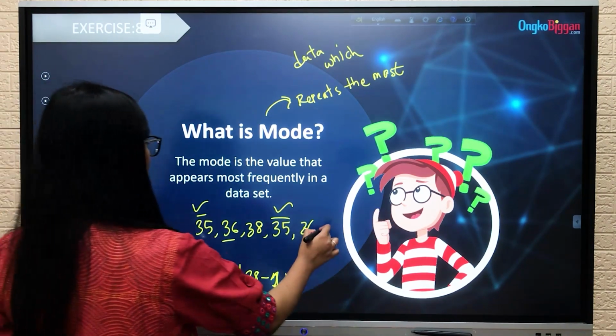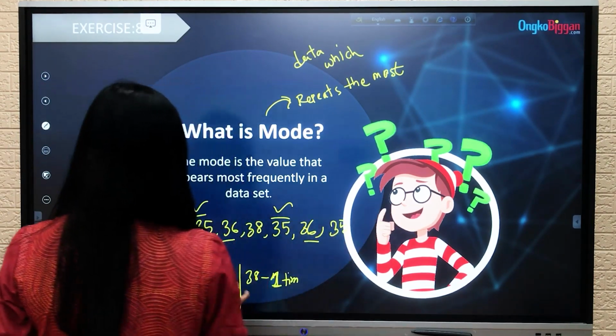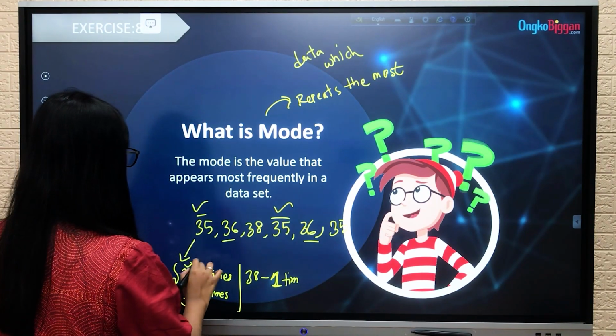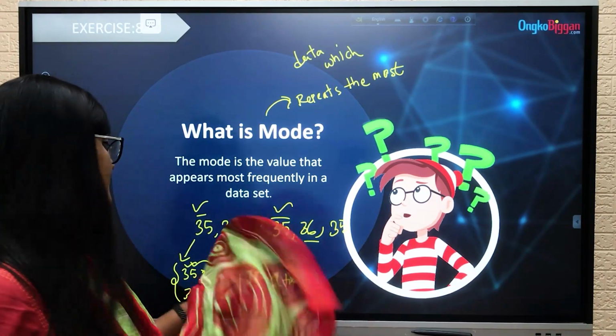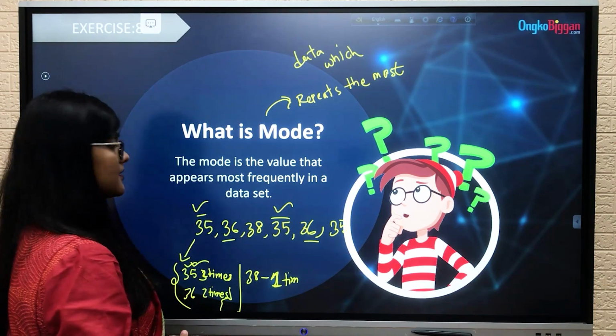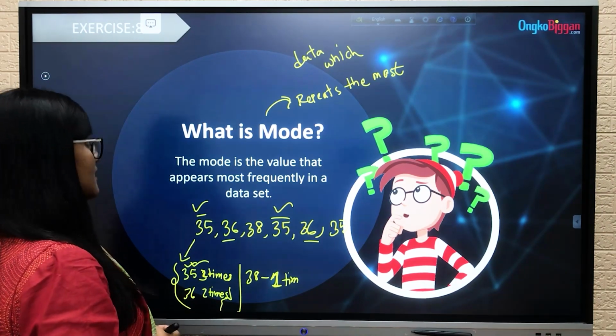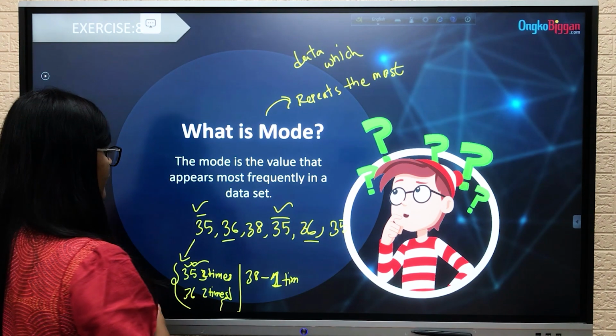So if there were one more 35, like 3 times, then 35 will be our mode. That means 35 has appeared the maximum time. So 35 will be our mode.